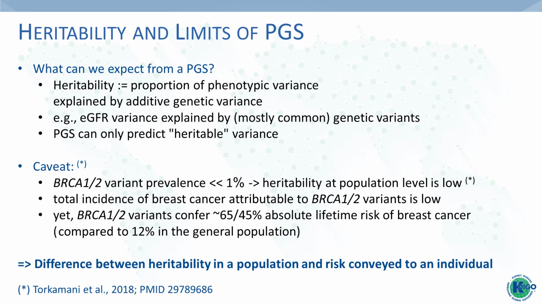This BRCA1/2 example illustrates that even in a setting where a PGS explains only a small part of disease incidence, it is still very useful. One needs to pay attention to the difference between heritability in a population and risk conveyed to an individual.